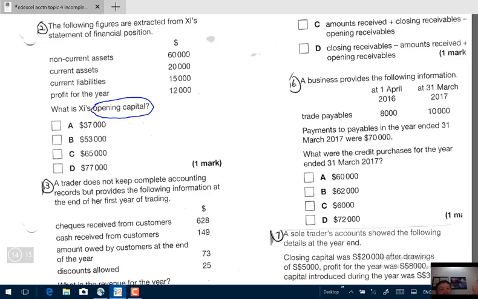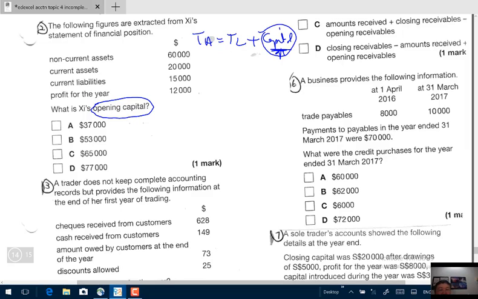must know by heart. The first equation, which is very simple, is this one. Total assets equals total liability plus capital. And at any point in time, the capital figure that you get here will be your closing capital. If the total assets and total liabilities are relevant for 31st of December 2019, then this capital figure that you get will be for 31st December 2019. It will not be for the opening capital.